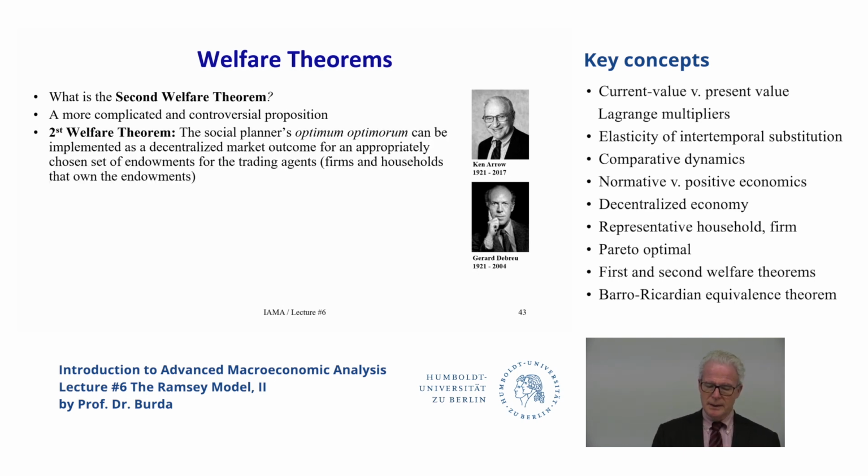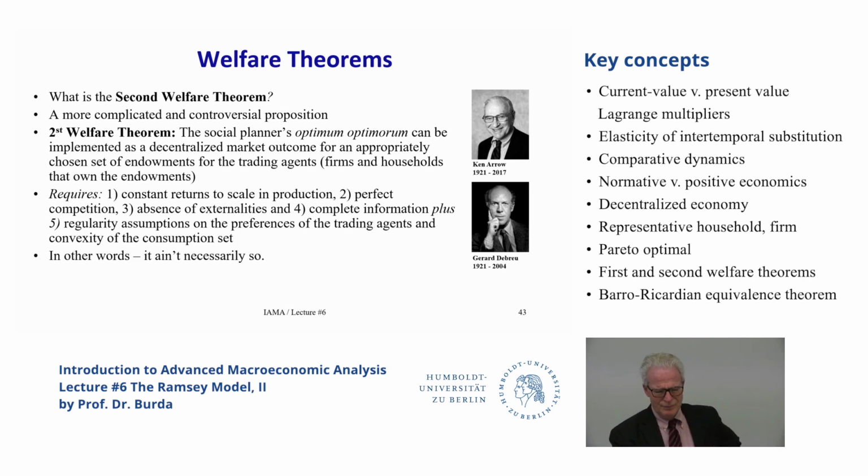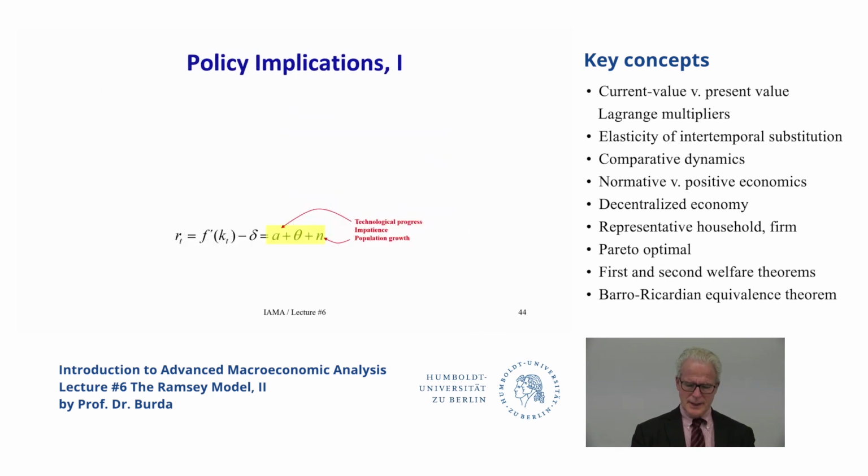Is it possible to achieve a social planner's optimum as a decentralized market outcome if we choose the endowments properly? And the answer is yes, but we have the same four conditions we needed before. In addition, we have a technical assumption about the preferences of the agents and the convexity of the consumption set. So these are really strict conditions. It's unlikely this will be holding in reality, but it's still good to know that the market outcome can be attained under certain conditions, and just to be honest and recognize that they're like this.